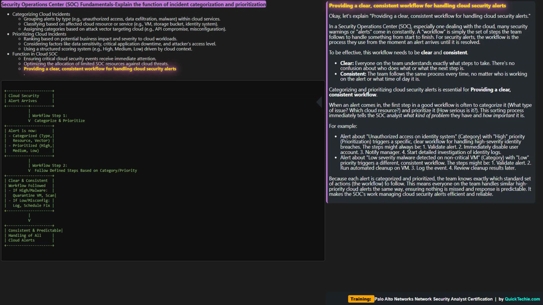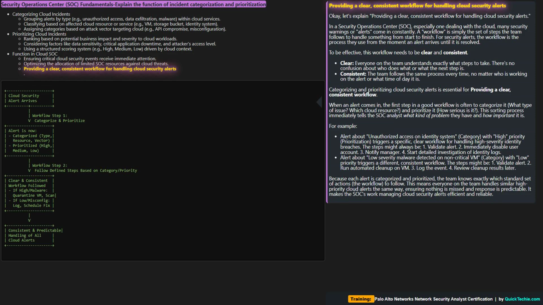Providing a clear, consistent workflow for handling cloud security alerts. Okay, let's explain providing a clear, consistent workflow for handling cloud security alerts. In a security operations center, SOC, especially one dealing with the cloud, many security warnings or alerts come in constantly. A workflow is simply the set of steps the team follows to handle something from start to finish. For security alerts, the workflow is the process they use from the moment an alert arrives until it is resolved.